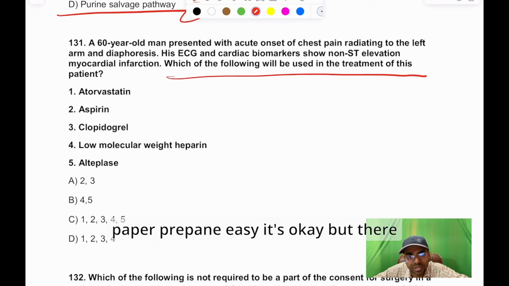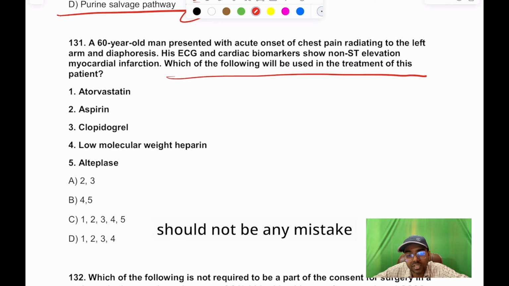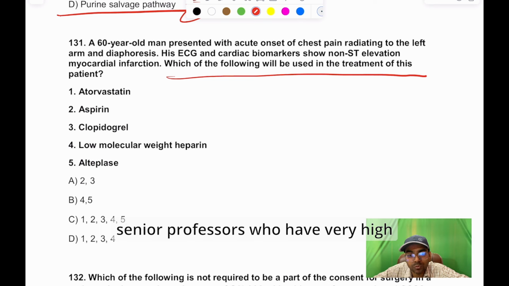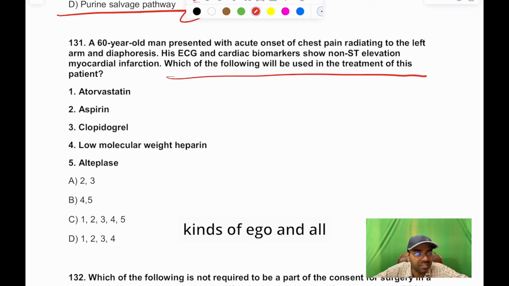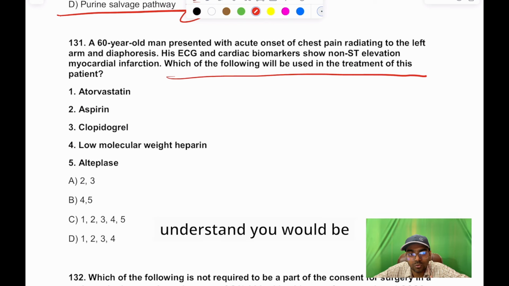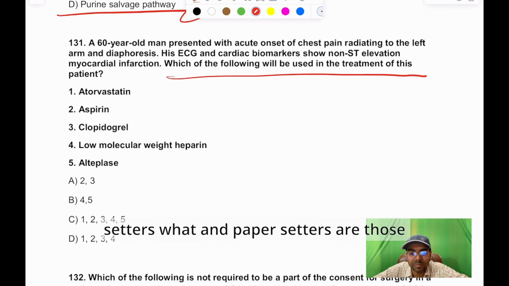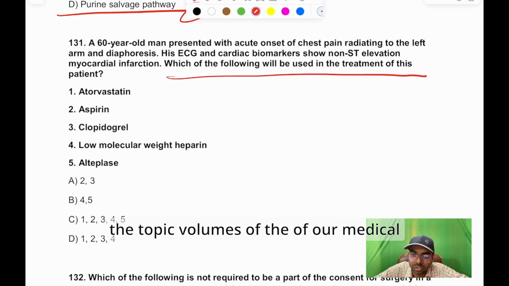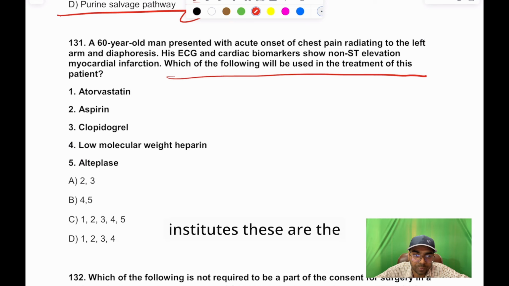If the paper remains easy, it's okay, but there should not be any mistake, because it is a huge embarrassment in front of that board, and these are very senior professors who have very high kinds of ego. So if something goes wrong, you can understand. Who are paper setters? Paper setters are professors in the top echelons of our medical institutes. These are the individuals involved in paper setting.